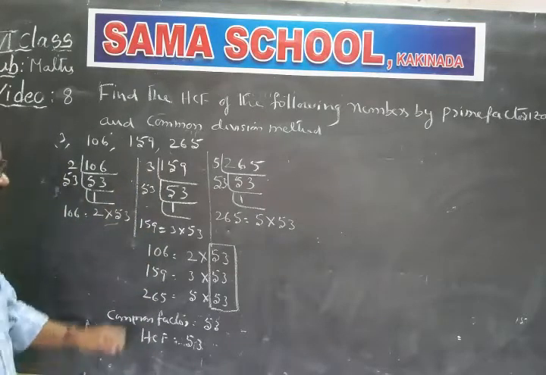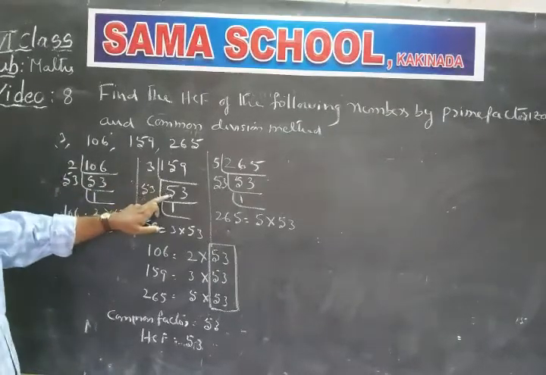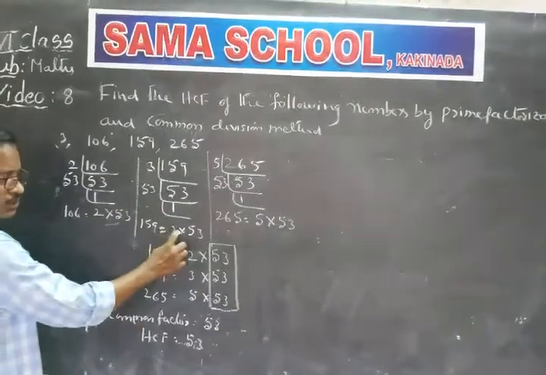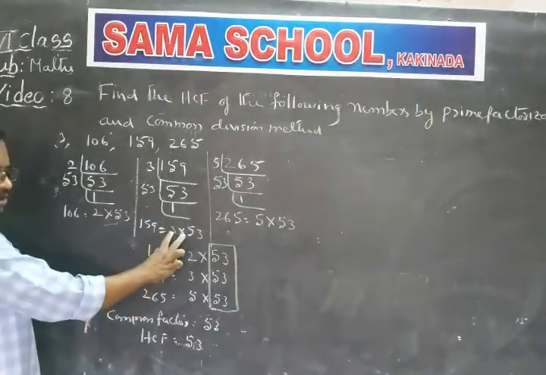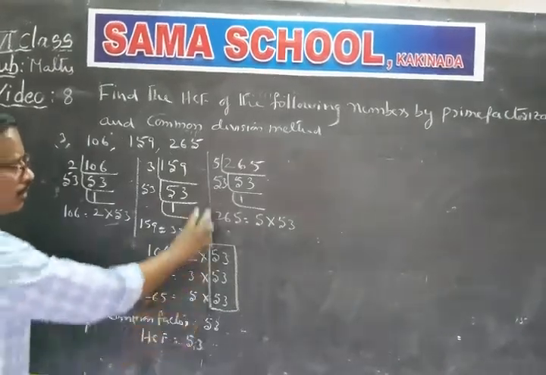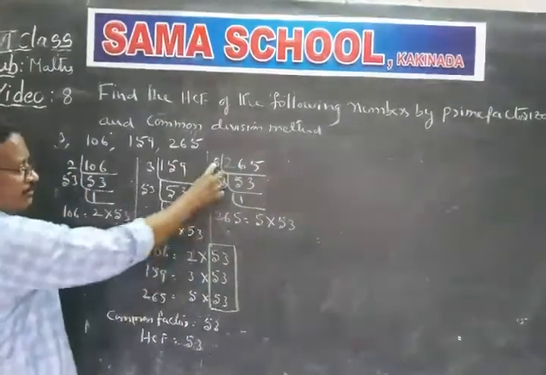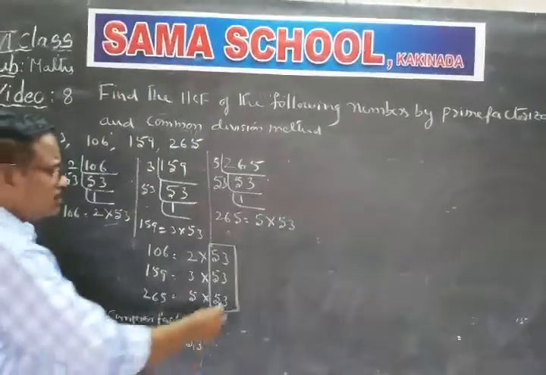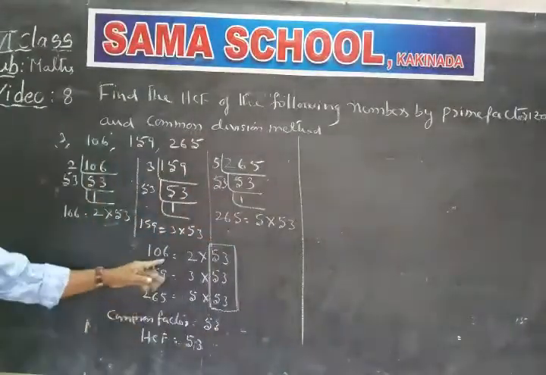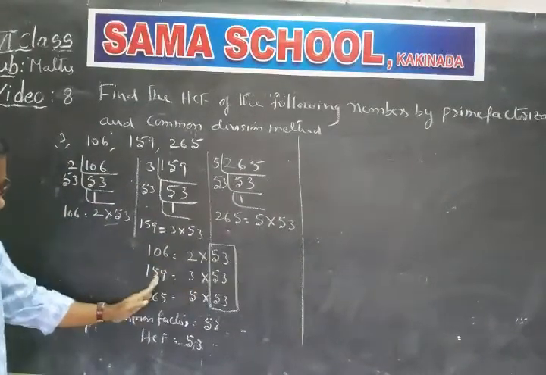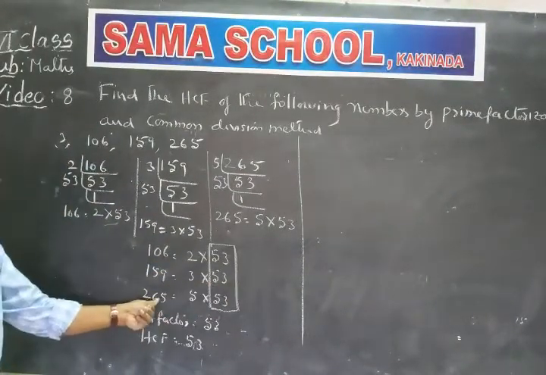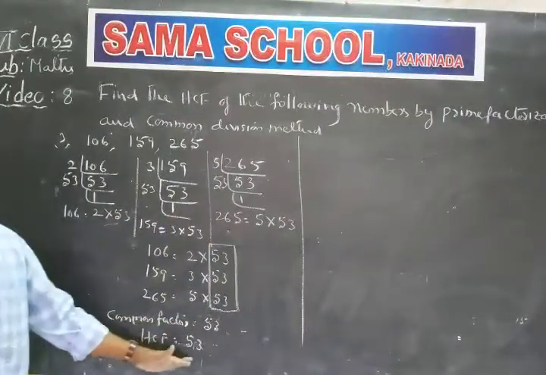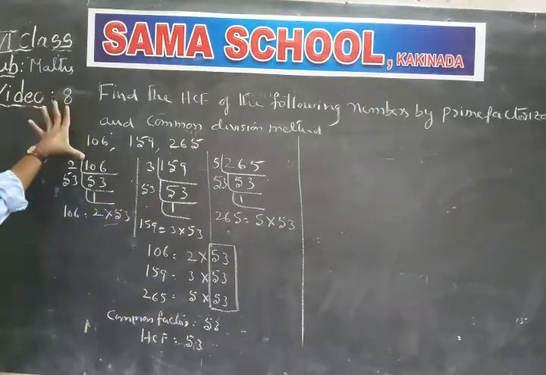Again 159: how many times is 3 useful? 3 5s are 15, 3 3s are 9, 53 ones are 53. So 159 is equal to 3 into 53, the product of prime factors. Now 265 can be written as 5 into 53. These are the prime numbers. Written as products of primes: 2 into 53, 3 into 53, 5 into 53. The common factor of these three is 53. So HCF is equal to 53. This is the prime factorization method.